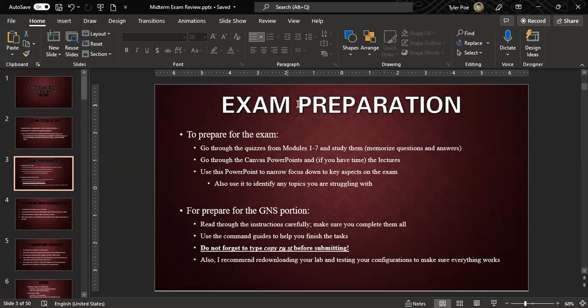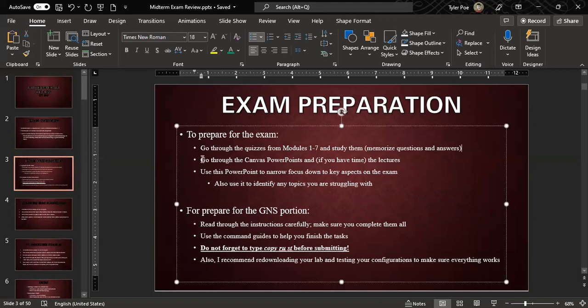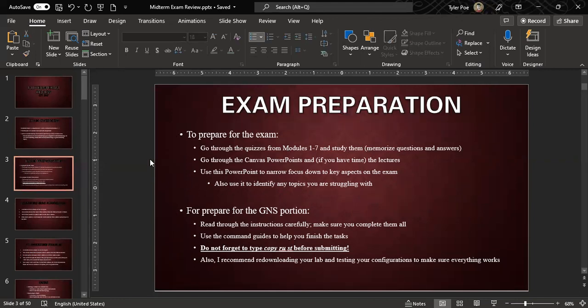But let's go over some tips to prepare for the exam. To prepare for the midterm exam, I recommend going through the quizzes from modules 1 to 7 and studying them. I would say memorize the questions and answers. I don't know if the questions will be reused ones, but I have a feeling there's a good chance they will. But don't quote me on that though. It's a possibility they won't.